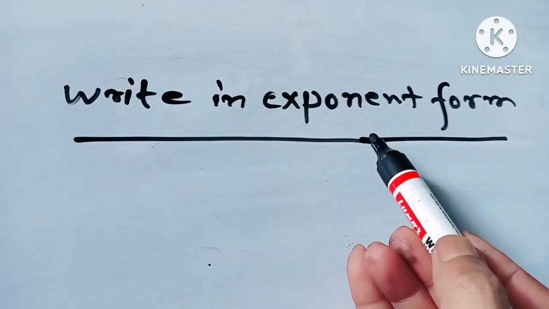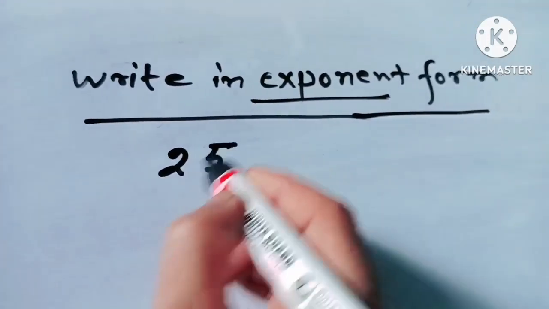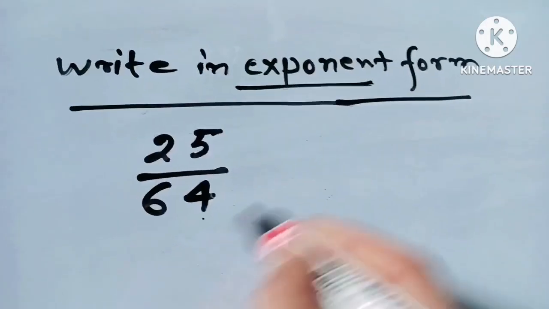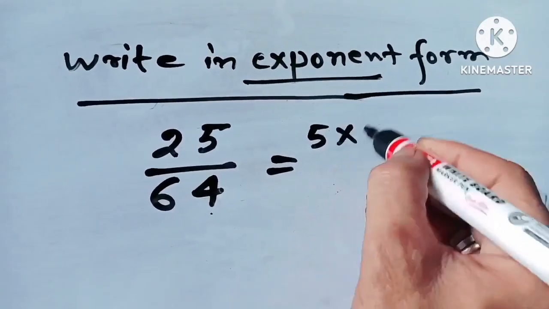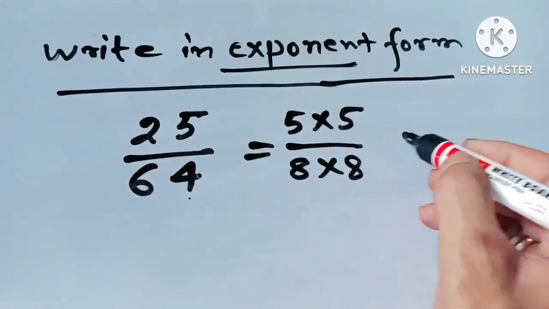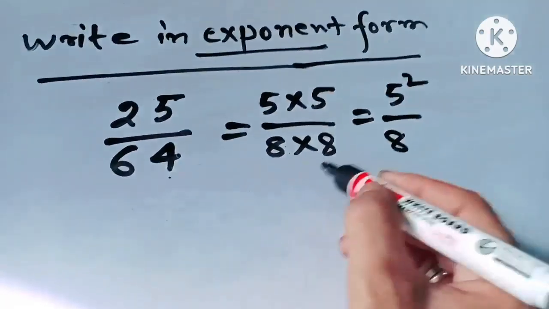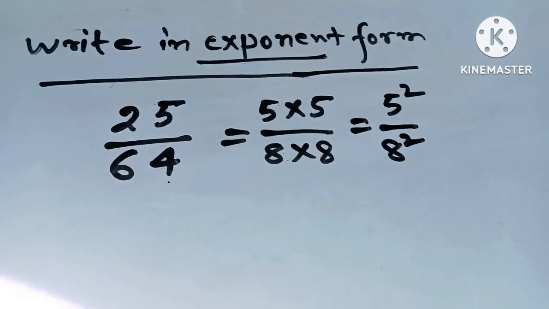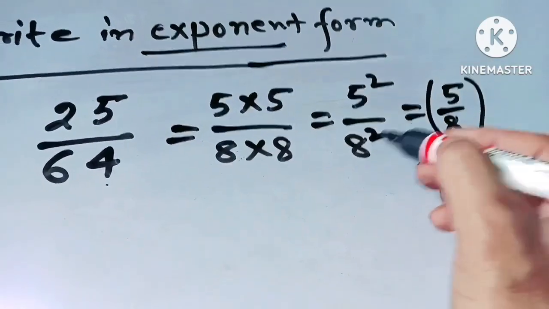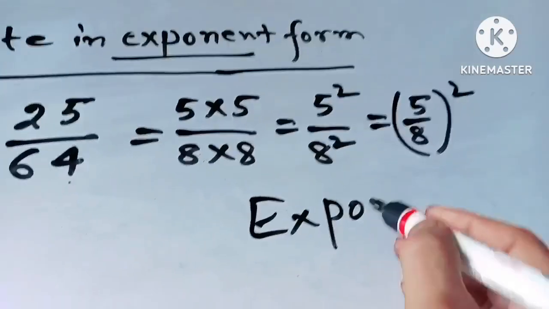Now write in exponent form. How can we write in exponent form? Let's take the number 25 by 64. This is a fractional number. So 25 we can write as 5 multiply 5, and 64 we can write as 8 multiply 8, or we can write 5 square and 8 square. That means 5 square by 8 square. Now 5 square by 8 square means (5 by 8) whole square. It is an exponent form.